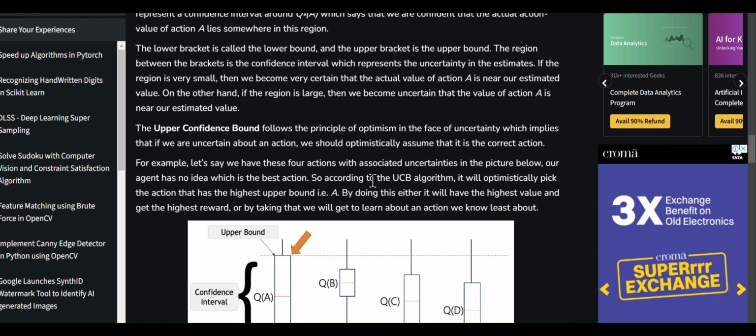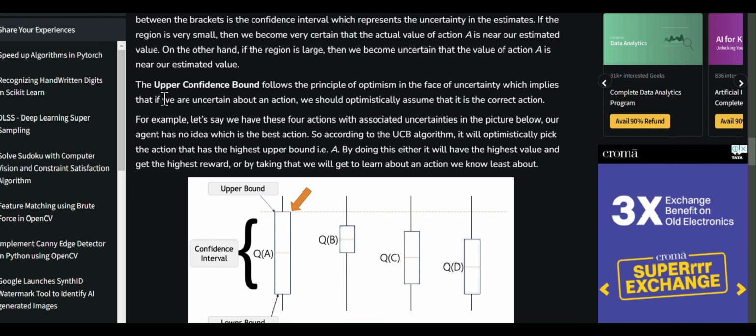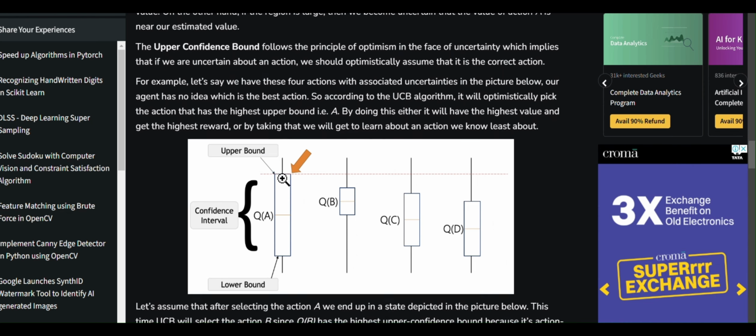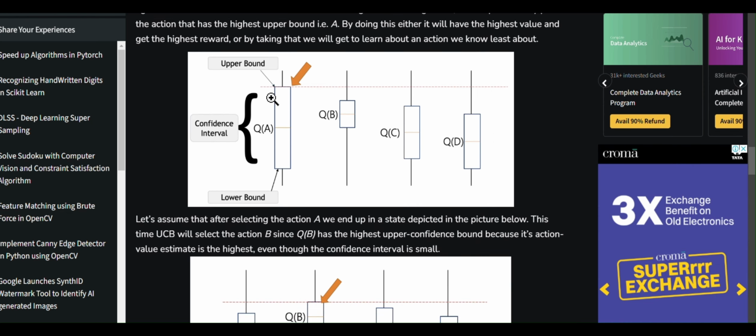Then I've already told you that this follows the principle of optimism. Let us assume that these are all our actions A, B, C, D, with actual values Q of A, the estimated actual value of action A, of B, of C and D. So it is having the highest upper bound value, and these are having lesser.